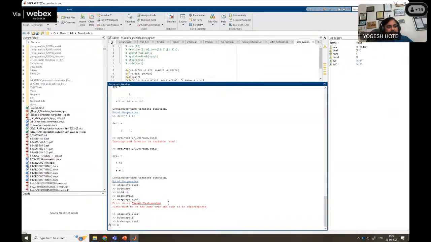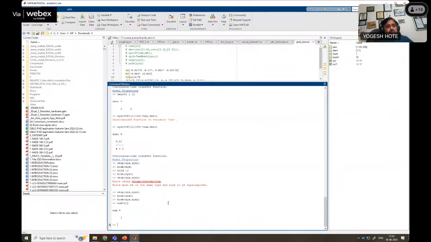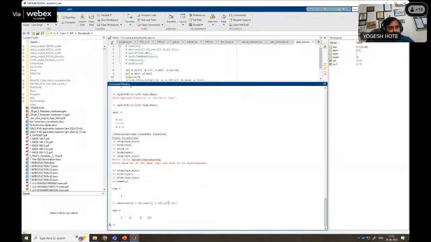Now the numerator is there. Is the MATLAB screen visible? Yes, sir. This is numerator 1. The denominator is the convolution of, say, 1, 2 with the convolution of 1, 1, 0, comma 1, minus 1. Then sys is equal to transfer function of numerator comma denominator.